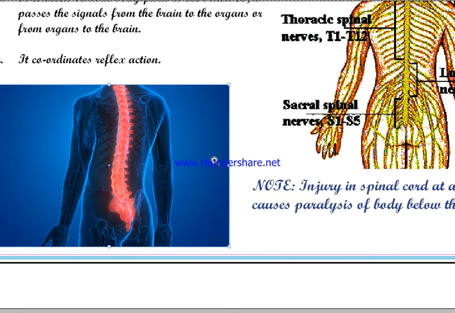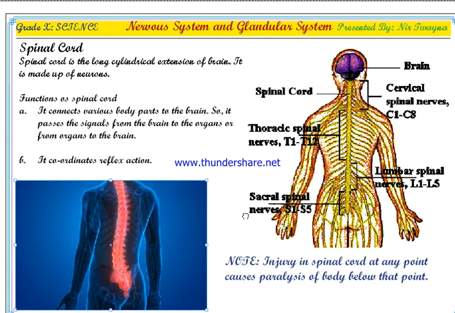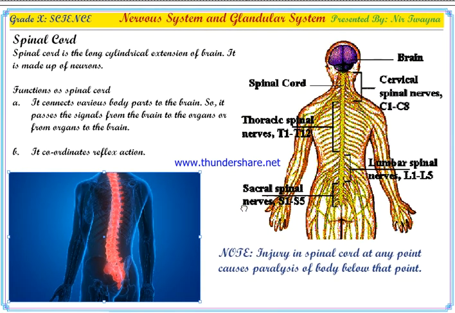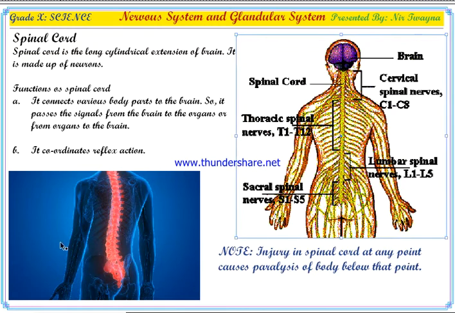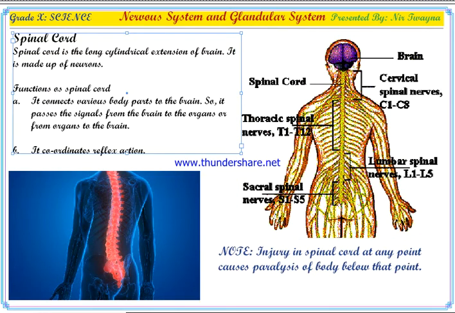Let us continue. So you know what the spinal cord is. The spinal cord is the extension of the brain, which is made up of neurons, and it can also transmit electrical impulses just like the brain and other neurons. It is protected by the vertebral column. That much we have discussed. Now the functions of the spinal cord.